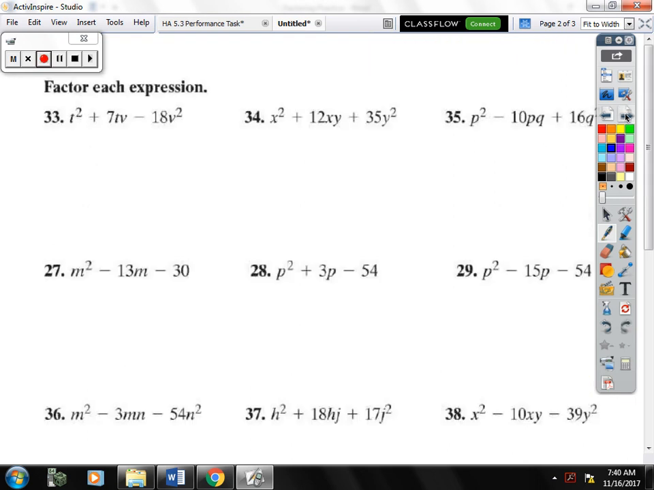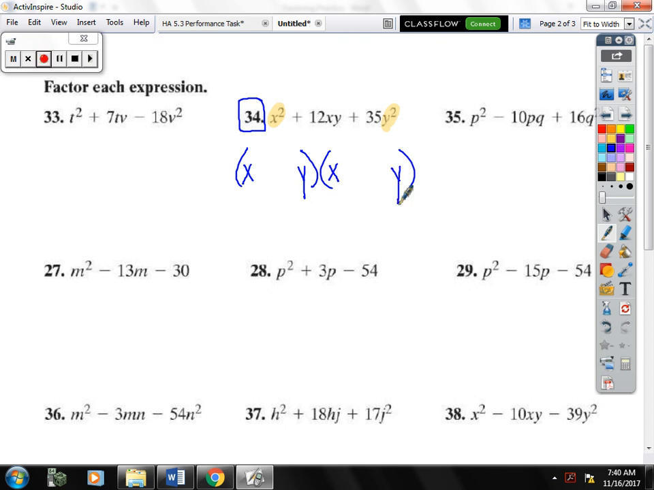On the back, you will see some that have multiple variables, such as an x and a y. So let me do number 34, for example. We see x squared plus 12xy plus 35y squared. So we have an x squared in the front and we have a y squared at the end. All that tells me is that when I factor this, each binomial is going to get an x and a y.